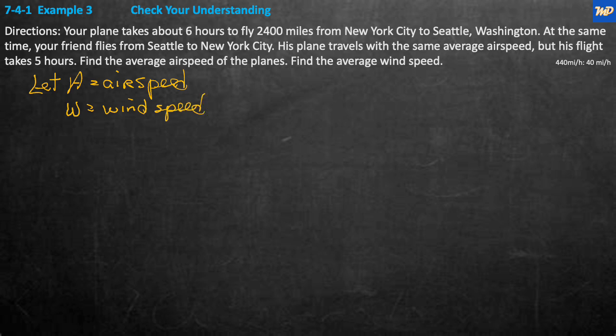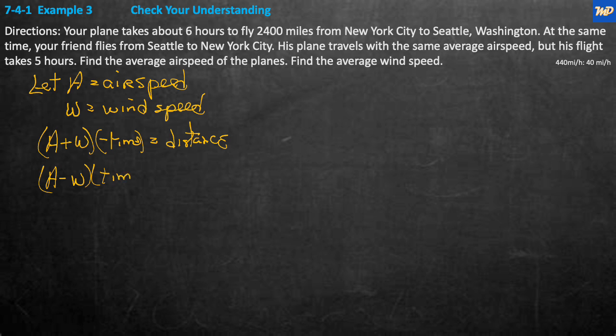Okay, and then we have two formulas to write here. We can say going from Seattle, let's see, A plus W. That's the airspeed, and adding the wind speed, times some time is equal to distance, and A minus W times time is also equal to distance.